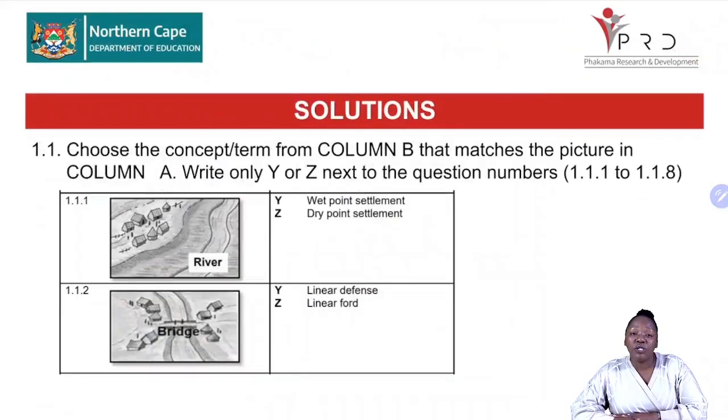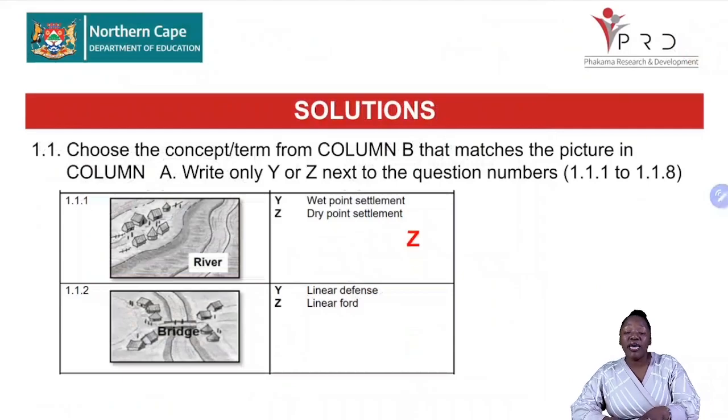Looking at our corrections, the first one is 1.1.1, there is a river there. So you can see that the river is far away from the houses. So Y is a wet point settlement, and Z is a dry point settlement. Looking at the position of the river, the answer is a dry point settlement.